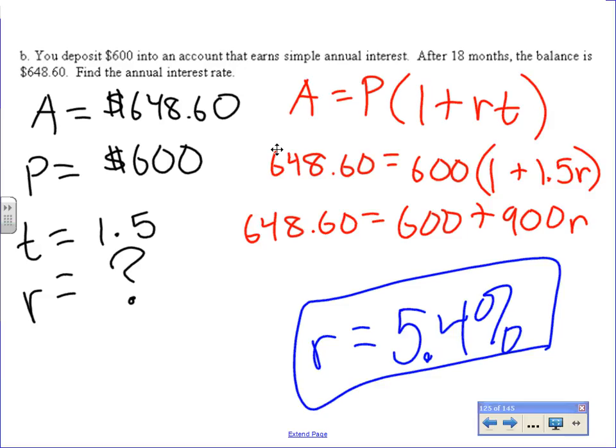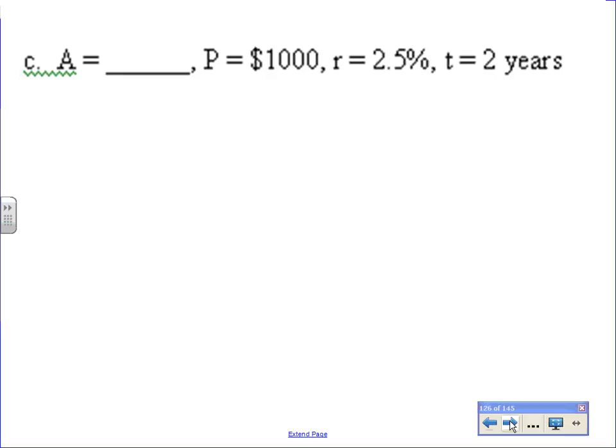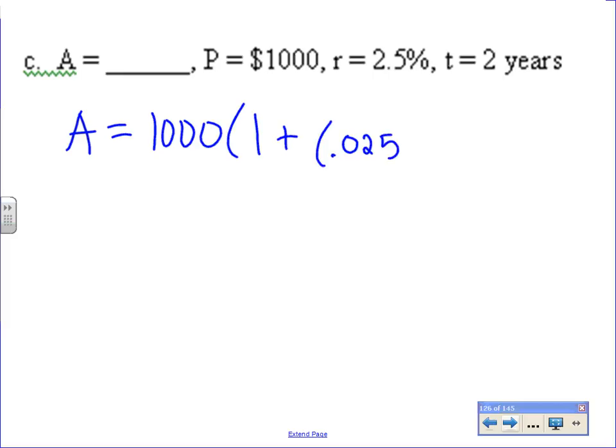Okay, let's do one more together, and then I want to show you one more formula for this lesson. So let's do letter C together, then we're going to go to the next part of this. Okay, so part C I think is easier. They already label everything for us. We just need to find the account balance. So let's set this up. A, which is what we're finding, which is the account balance, is equal to principal in parentheses 1 plus RT. So we need to change R, which is 2.5%, to a decimal, and it's already in years, so I'm just going to put a 2.